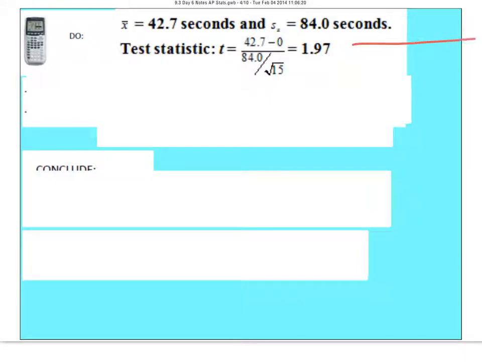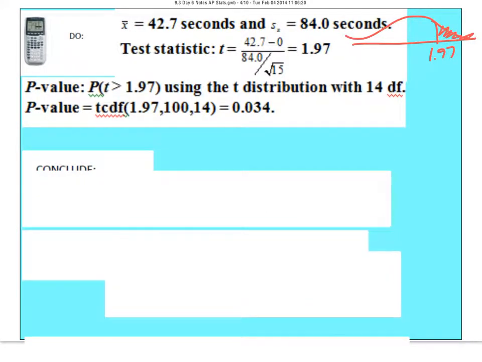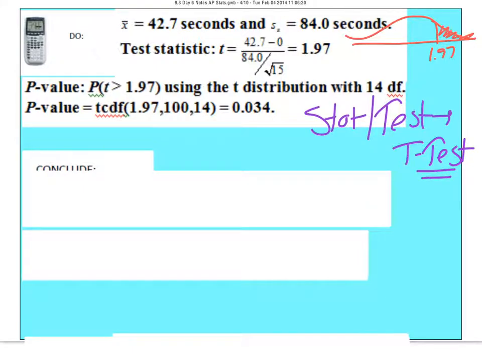Now this was a one-sided test. We think it's actually going to take longer, so we're looking for the tail on the right. If we compute the p-value for that, we have to use 14 degrees of freedom because it's a t-test and the sample size was 15. The p-value is 0.034. Keep in mind, if you use the calculator, we're just going to go to stat test. And which one do you select in this case? It is actually called just the t-test. There's not a real specific detailed title for this one on the calculator.